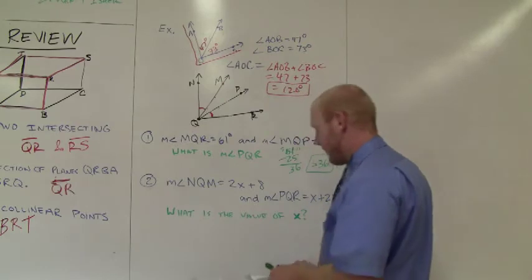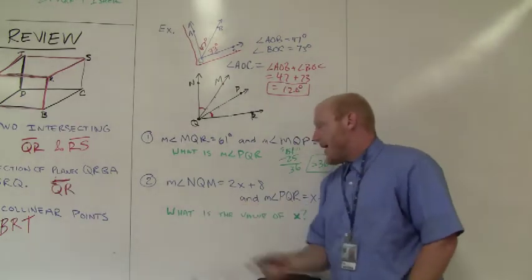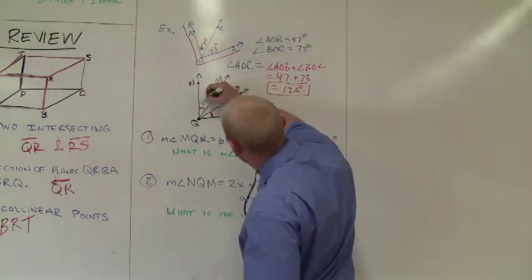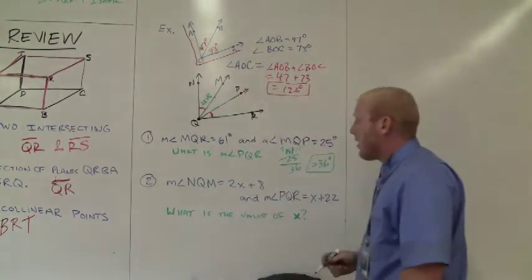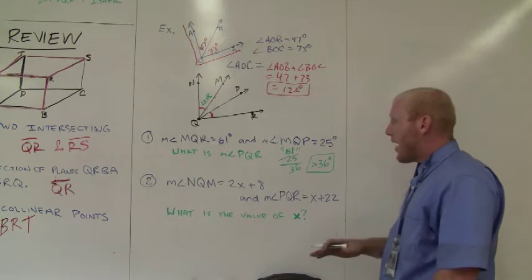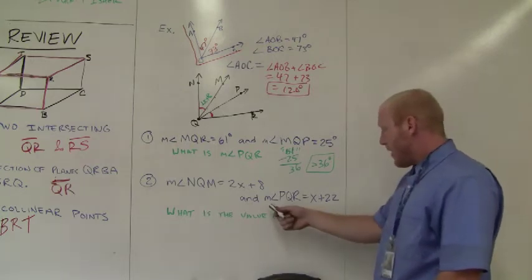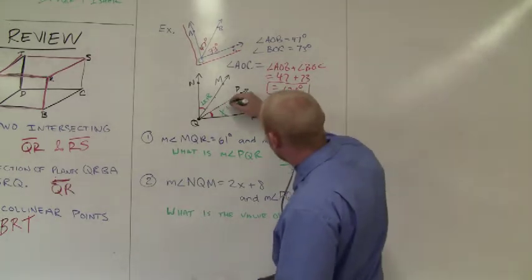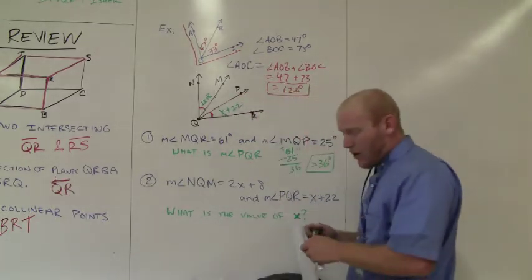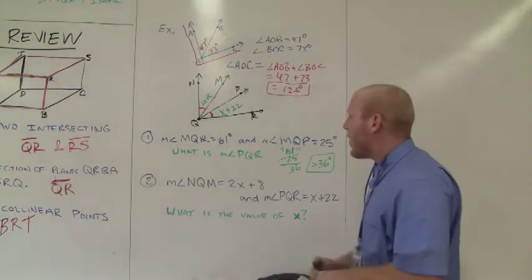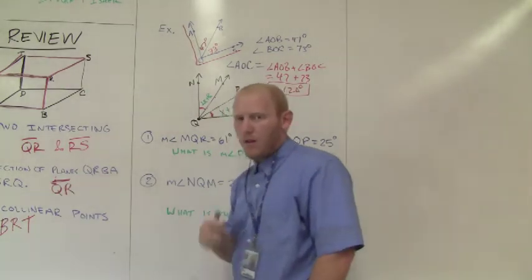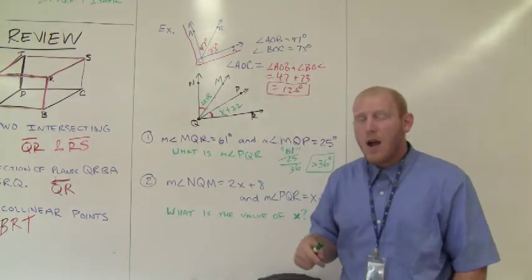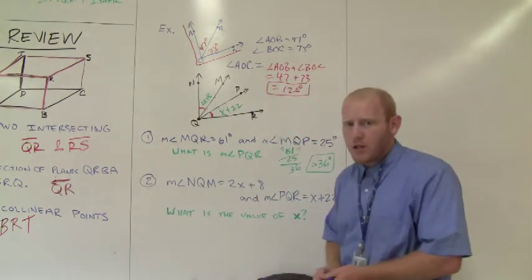We'll go on to our next problem. If the measure of NQM is 2x plus 8, and the measure of angle PQR is x plus 22. Now, in order to do this, we've got to think back. What do these arcs mean? Think back. It's a symbol. It should jump right out at you. It means that those two are congruent to each other.